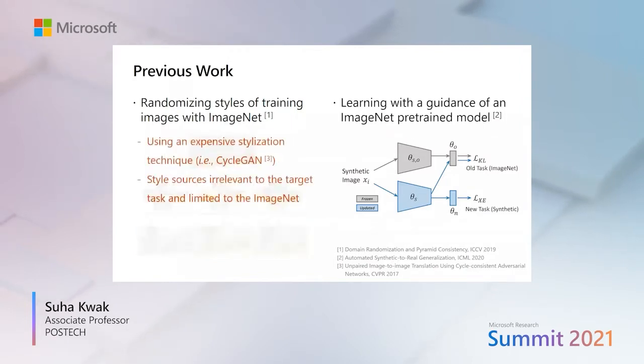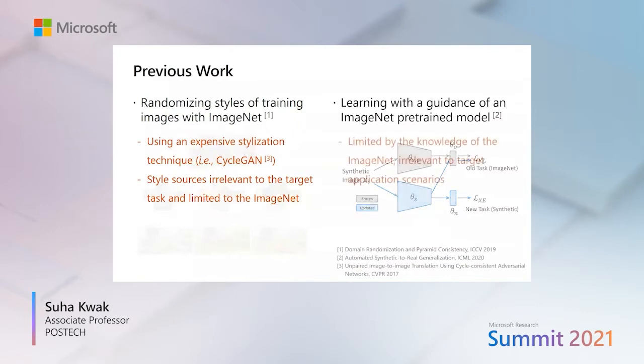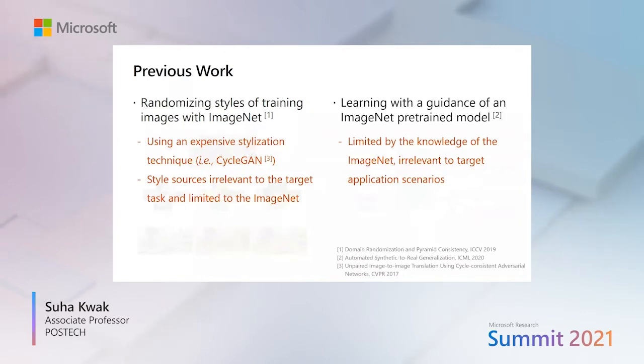However, the first method requires a very expensive stylization technique like cycleGAN, and the style sources from the ImageNet often do not reflect the target application scenarios, like autonomous driving. The second one is also limited by the knowledge of the ImageNet dataset, which provides only a narrow variation of natural images and could be irrelevant to the target task as well.